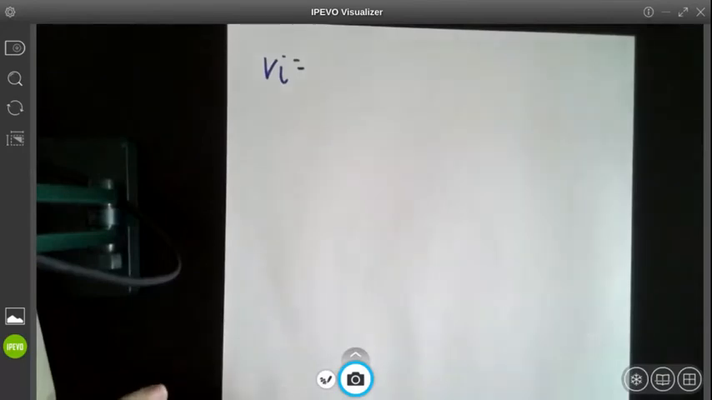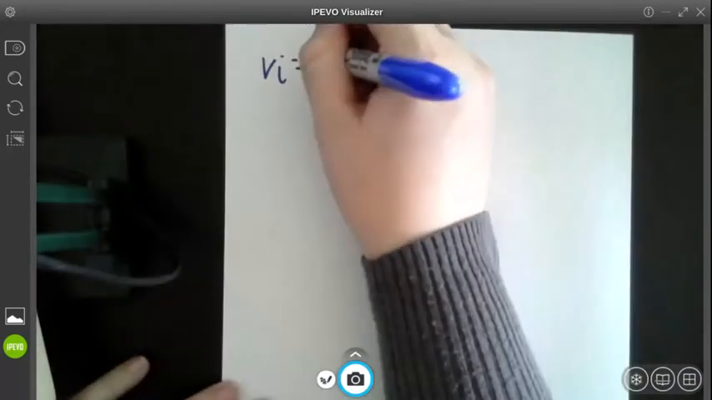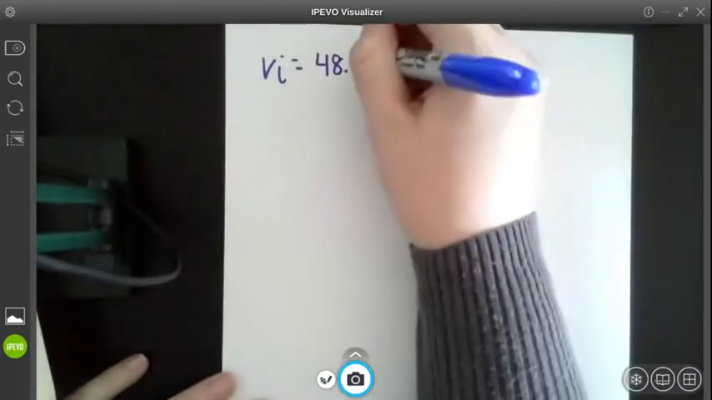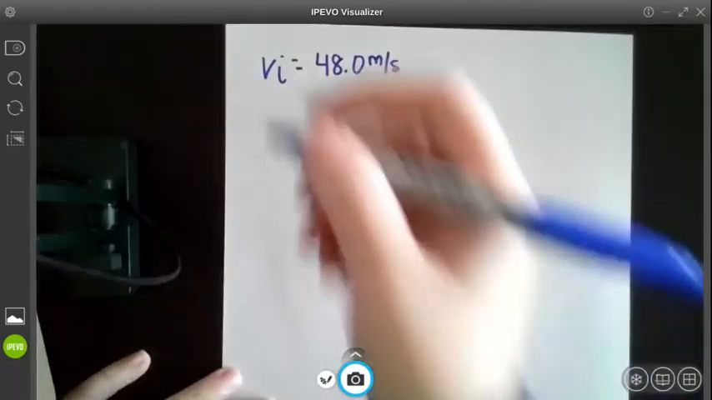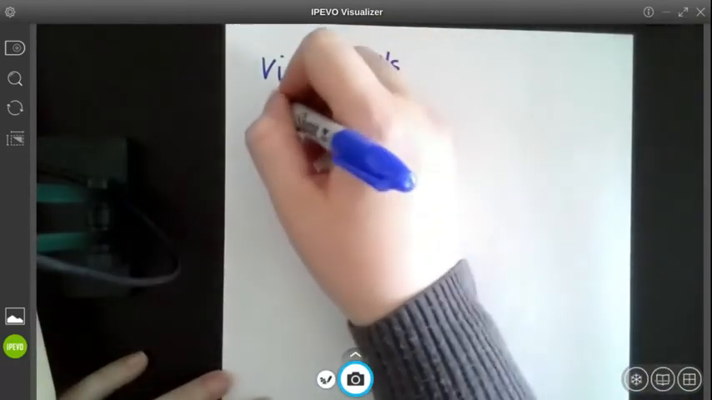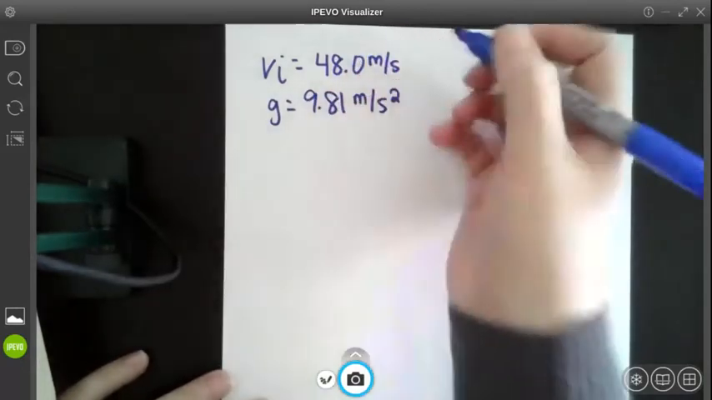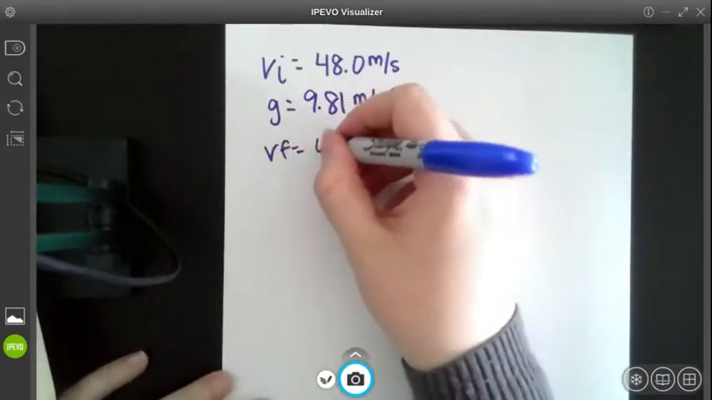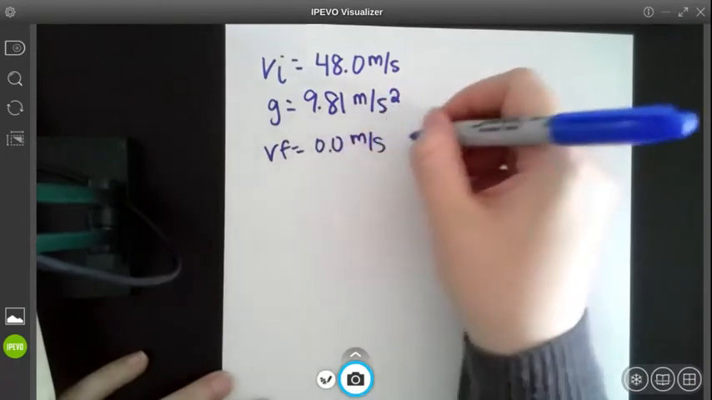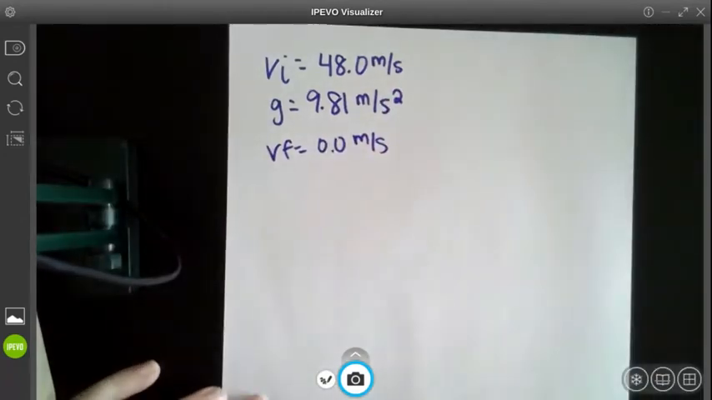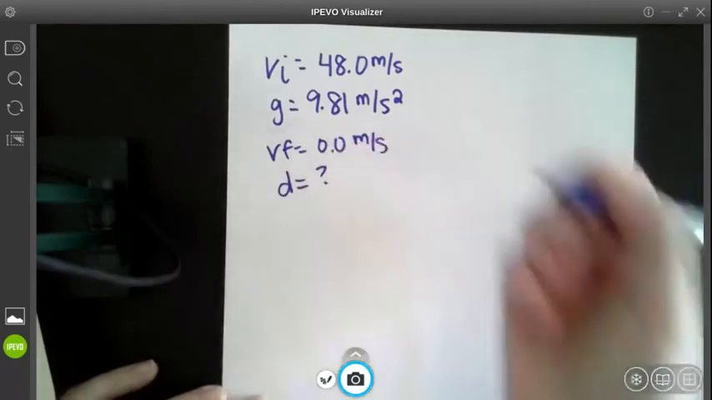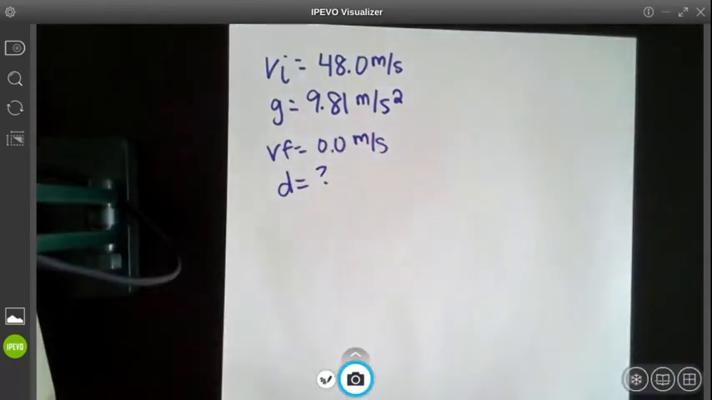So what we're going to do is write our given. So we have a value for our initial velocity, which is 48 meters per second. Again, we're going to need gravity, 9.81 meters per second squared. Our VF is going to be 0 because the water is reaching the top. It's going to stop there. And we're trying to find the distance, or in this case, it's going to be the height.